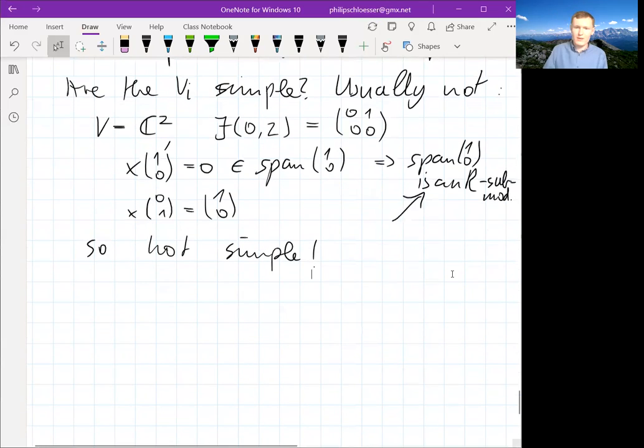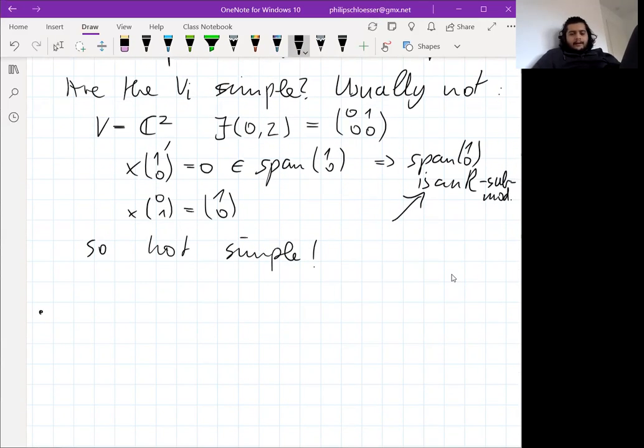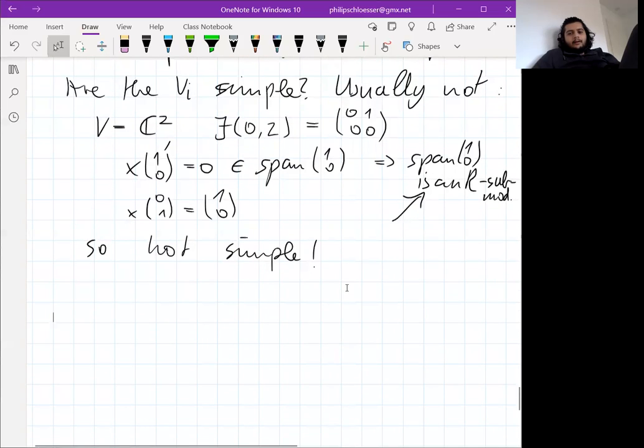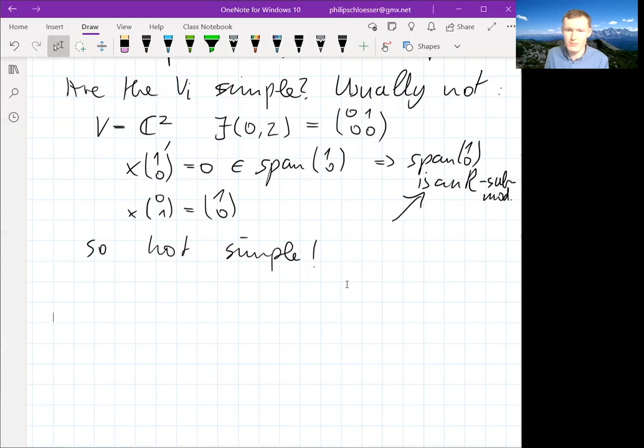Oof. Yeah, now for the very stupid question again. Does this mean that all simple submodules will be one-dimensional? No, definitely not. So what is an example of a two-dimensional simple? Because you said that, like, do you understand my question? Yeah, I understand your question.